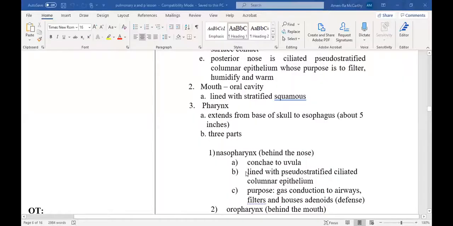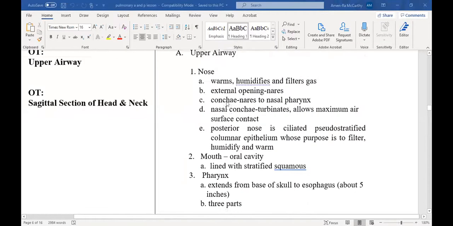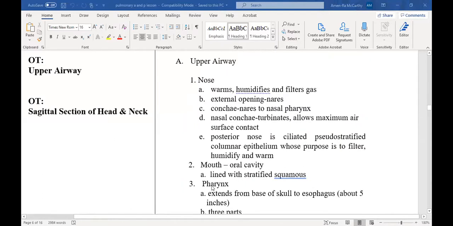So let's look at the notes, see if we missed anything. Lesson plan, boom. All right, so we talked about that. The upper airway was the nose, the mouth, and the pharynx. The nose has those nasal turbinates or nasal conchae that allow for maximum surface contact. Posterior nose is ciliated, pseudostratified columnar epithelium. That's just the type of skin it is, the cells, whose purpose is to filter, humidify, and warm the gas.